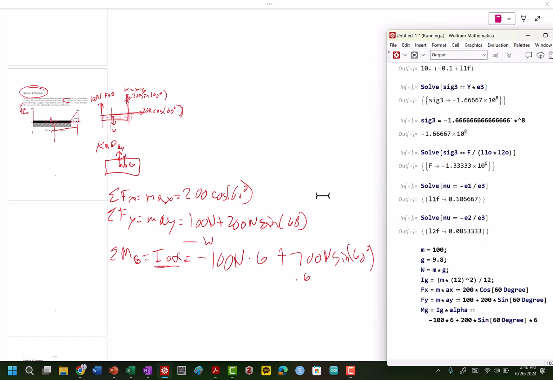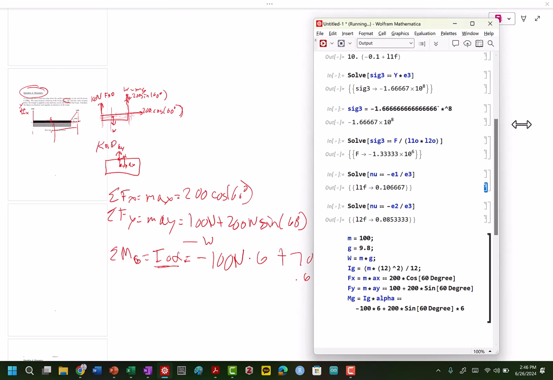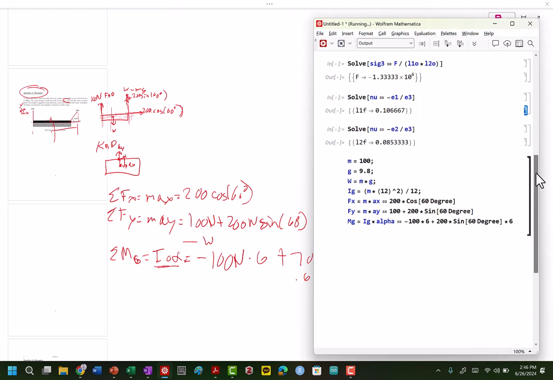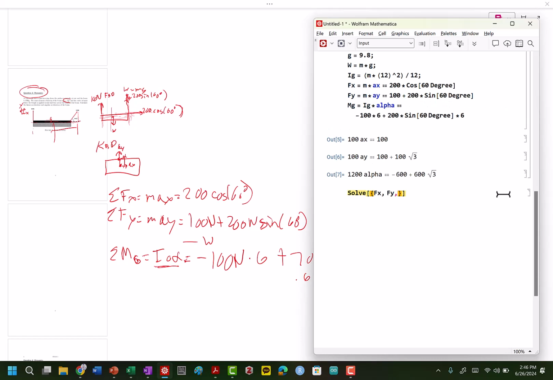So let's go ahead and look at how this runs. And then I'm going to solve Fx, Fy, and the moment. Let's solve this numerically. And we have a solution. So that is pretty much what we've got.